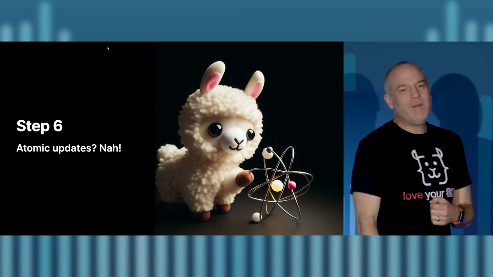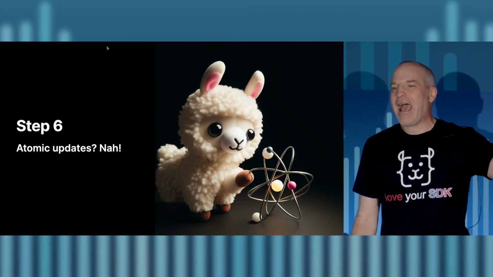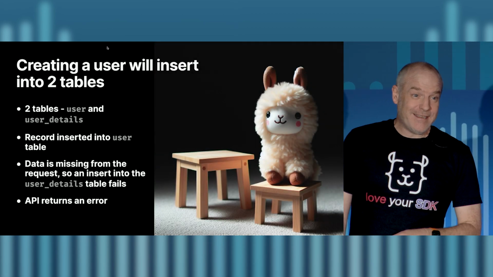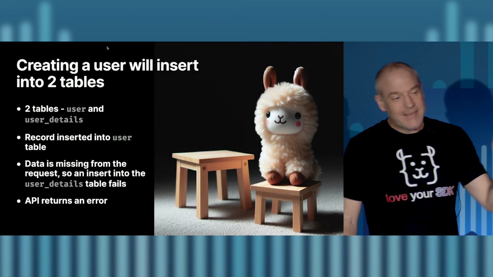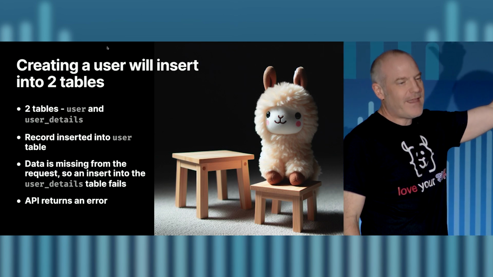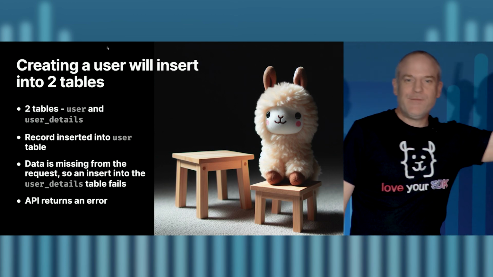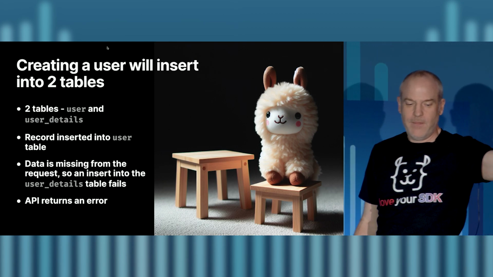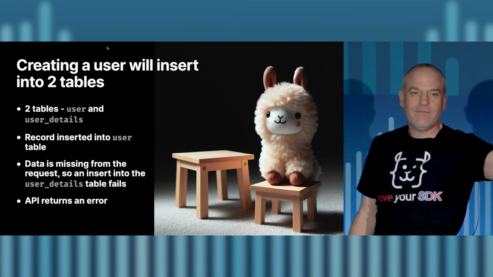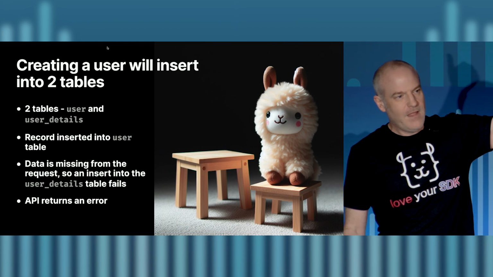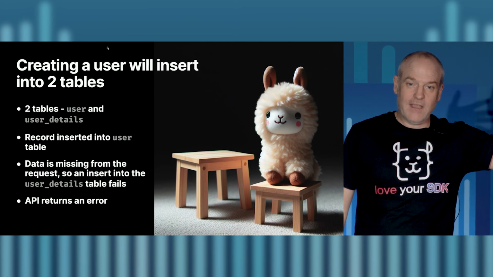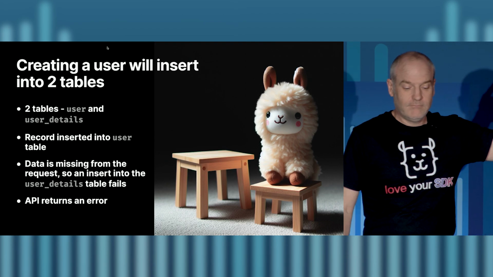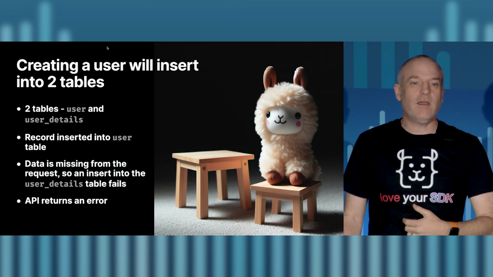Okay, step 6, atomic updates. Nah, we don't need atomic updates. Now, this one is kind of worrying when you see this in a global banking system. So imagine this. We have two tables, user and user details. Okay. And someone tries to create a new user. So we get the request to create a new user. We read the fields we need for the user table, insert a record. We then read the fields we need for the user details table. A field is missing, so we can't create the record. So it fails, and we return an error from our API.